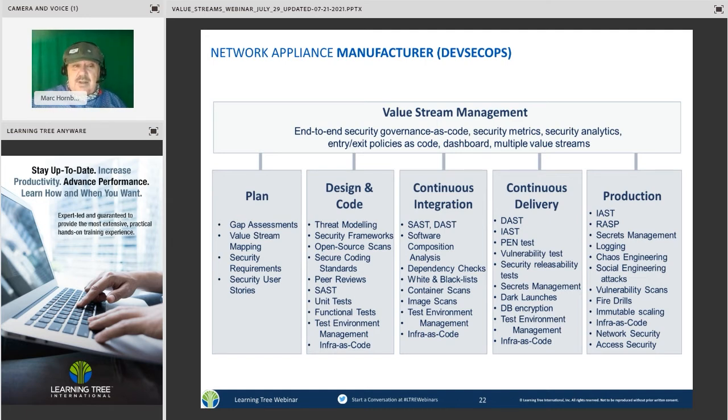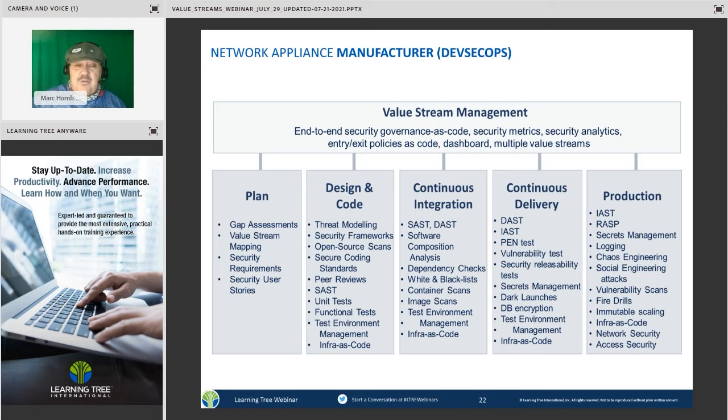Another example, a network appliance manufacturer. They already had continuous flow, but like a lot of organizations, they put off integrating the security controls into their pipeline. They wanted to get a pipeline working first and then integrate security controls. So they were already quite far advanced in their continuous flow, and they wanted to now say, okay, now we're ready to include security.